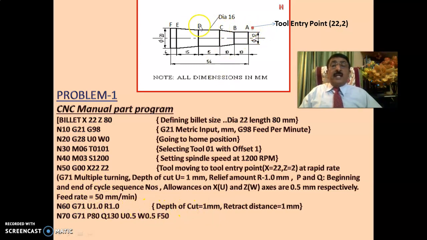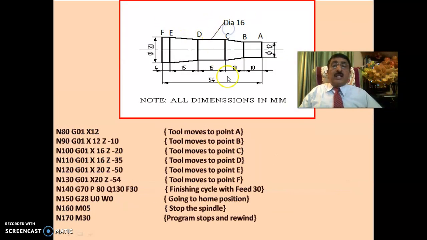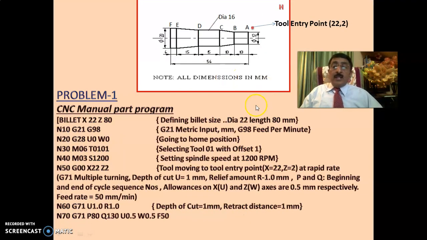After every cut here, the tool goes back by 1 mm, again it goes this way, again it comes this way and starts cutting in that way. In that way, G71 U1 R1 means depth of cut is 1 and the retract distance going back is 1 mm.